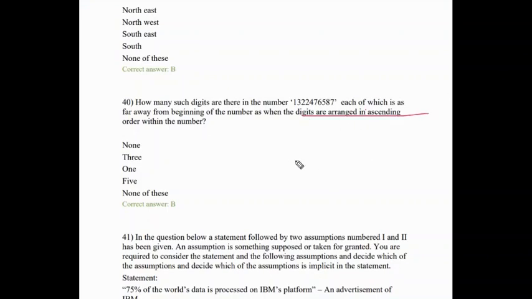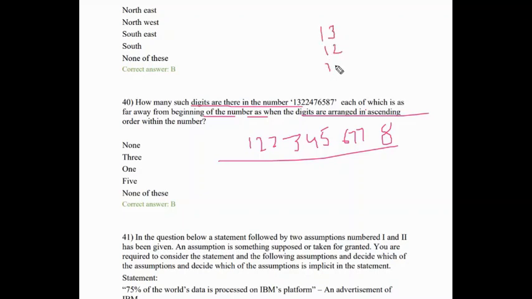First you need to arrange them in ascending order: 1, 2, 2, 3, 4, 5, 6, 7, 7, 8. Now they are asking how many such digits are in the number, each of which is as far away from the beginning of the number. Now take 1 and 3, 1 and 2, 1 and 2, 1 and 4, 1 and 7, 1 and 6, 1 and 5. Like this, you need to take all the sets of numbers. Then compare, say between 1 and 3 in the original number.